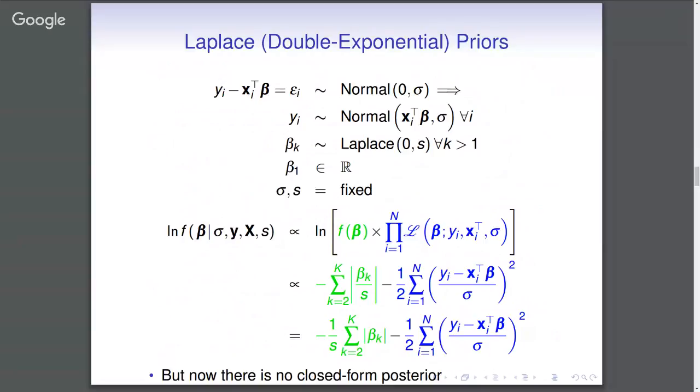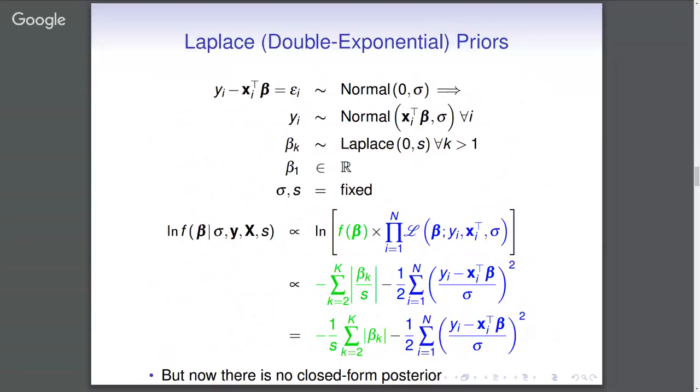We're going to use a Laplace prior for each of the coefficients. However, for the intercept, which I'll call beta 1, we're just going to have an improper prior there. It can be any real number. And to complete this posterior distribution, even though it sounds ridiculous, I'm going to take sigma, which is the error standard deviation, and s, which is the scale parameter in the Laplace distribution, to be fixed. Now, you haven't seen the Laplace distribution yet, but I'll have a picture of its PDF coming up.